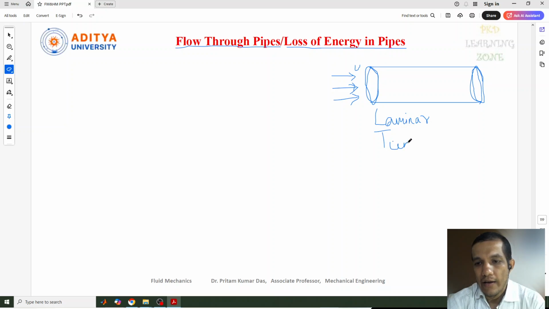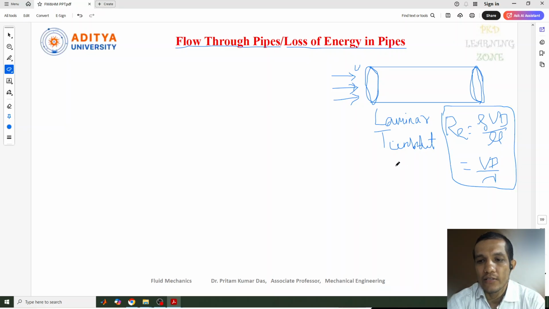Actually these things are identified from the Reynolds number. Reynolds number equals rho v d by mu, inertia force by viscous force, or we can write Re equals Vd by nu. In these two ways we can calculate the Reynolds number. If the Reynolds number is within 2000, then we say this is laminar flow. If it is more than 4000, then it is called turbulent flow. In between 2000 and 4000, that is called transition flow. These things we have already discussed.